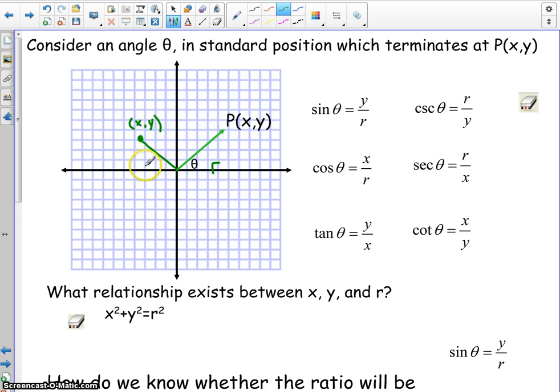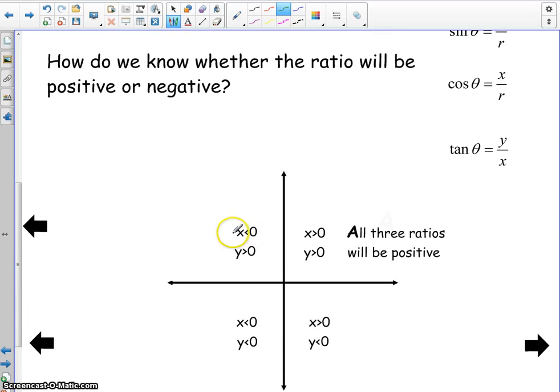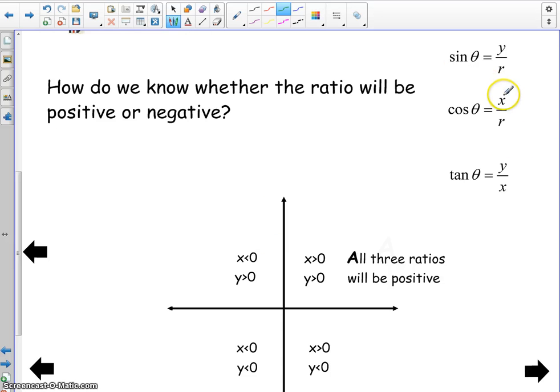Okay, any x value I have over here is going to be a negative value because it's left of the y-axis. The y value is positive. So in this quadrant, the x value is negative, the y value is positive. So looking at our ratios here, which ones will that affect?